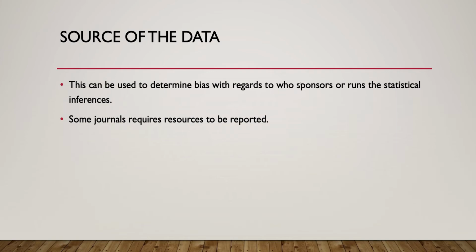The second is the source of the data. So this is used to determine bias with regards to who sponsors or runs the statistical inferences, being a company or an individual. But that's most based upon whatever's happening with that data set. And then some journals require resources to be reported, meaning how was that data collected?